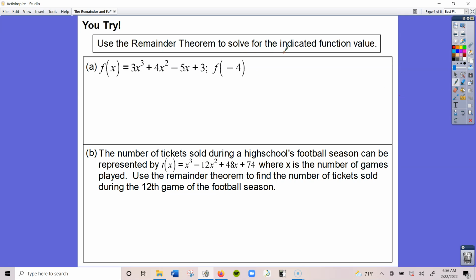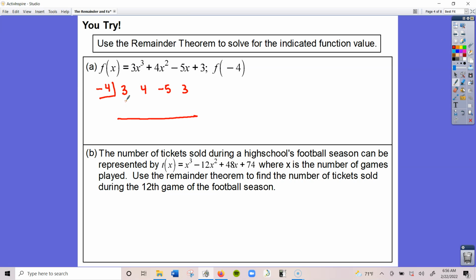Use the remainder theorem to solve for the indicated function value. So for the first one, f of x is equal to 3x to the third plus 4x squared minus 5x plus 3, and we want to find f of negative 4. So that means that in the box, I'm going to put negative 4, and going across, I'm going to put these coefficients. So 3, 4, negative 5, and 3.